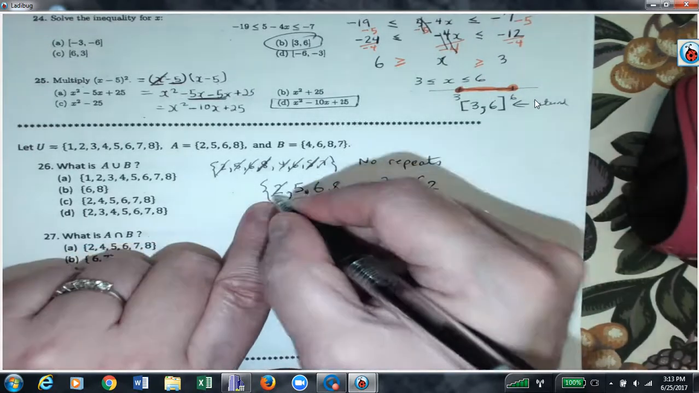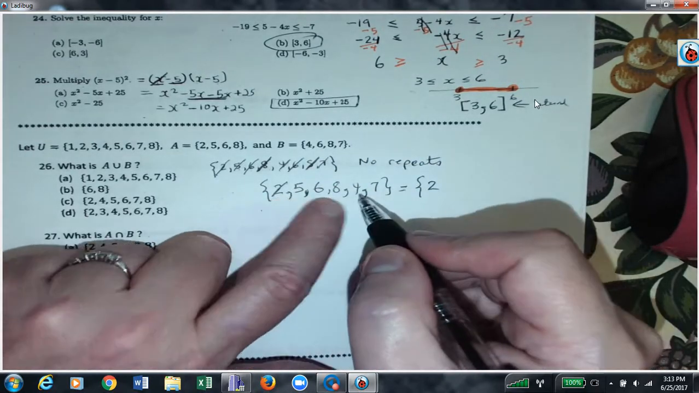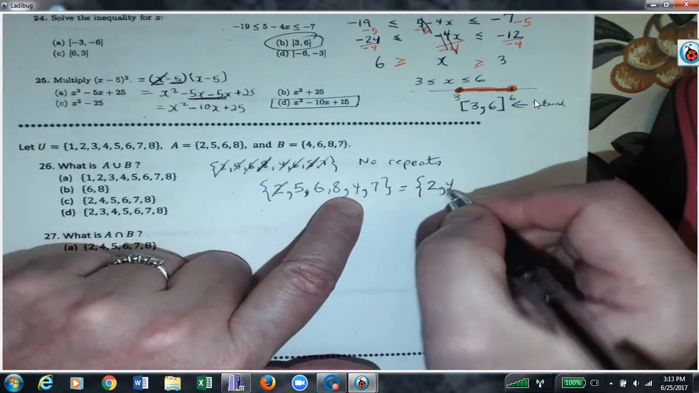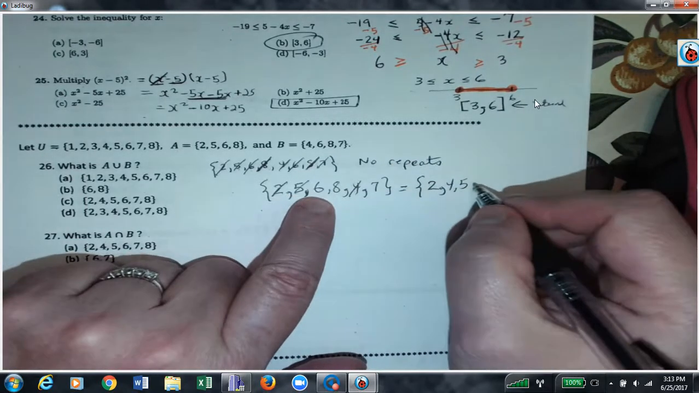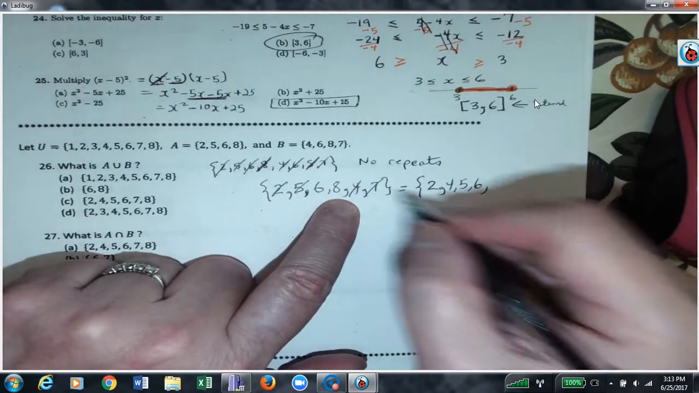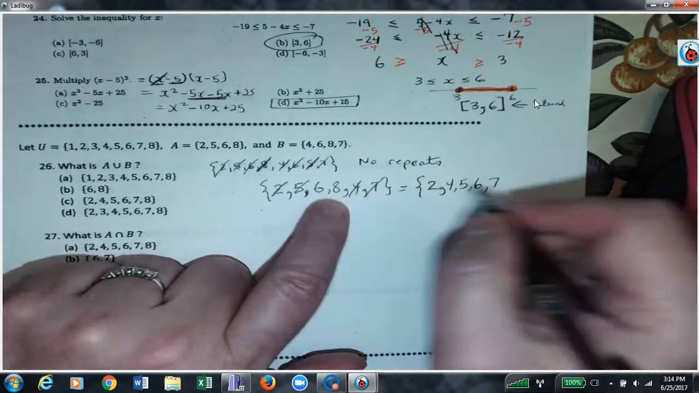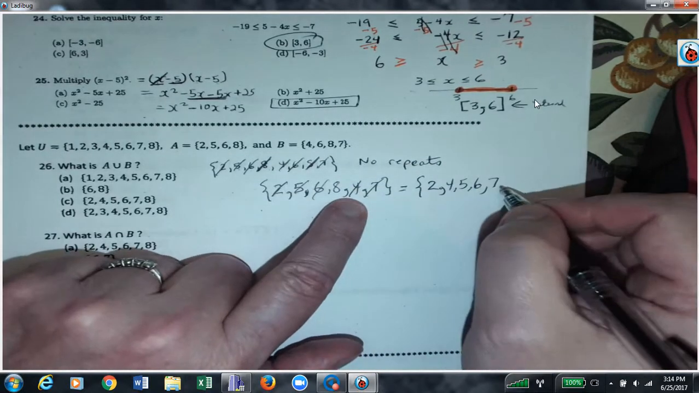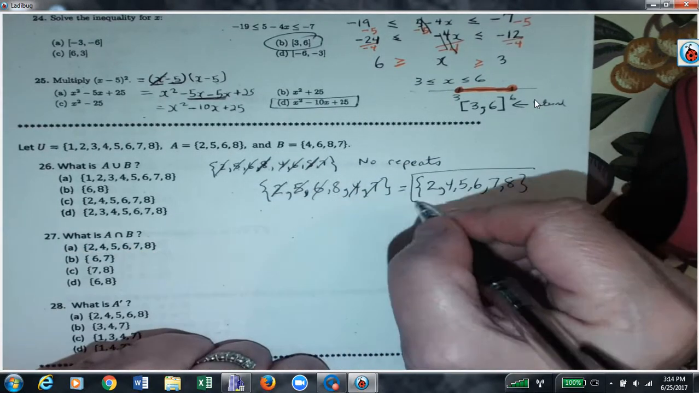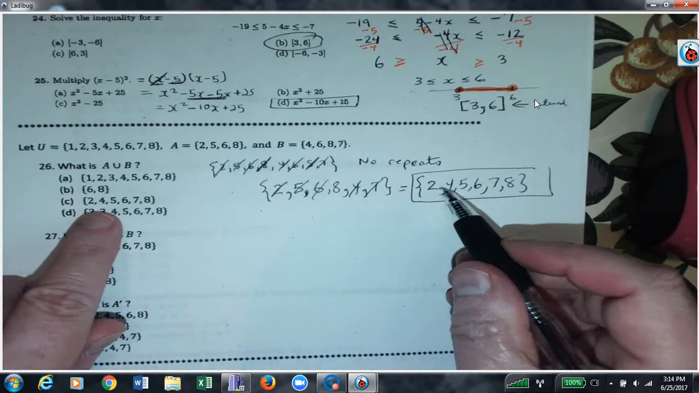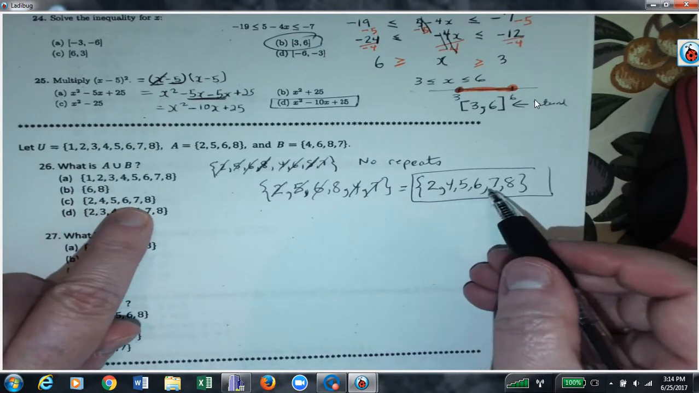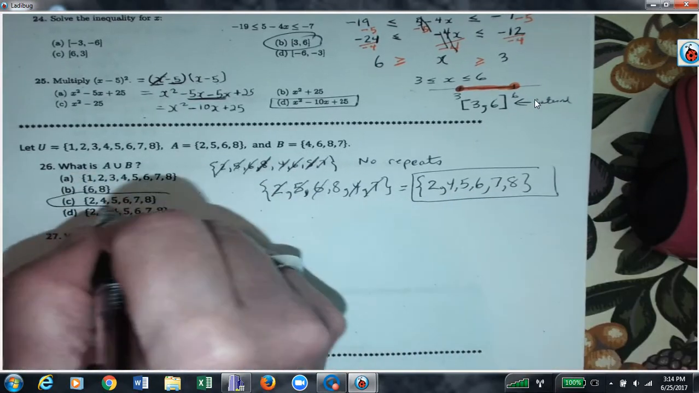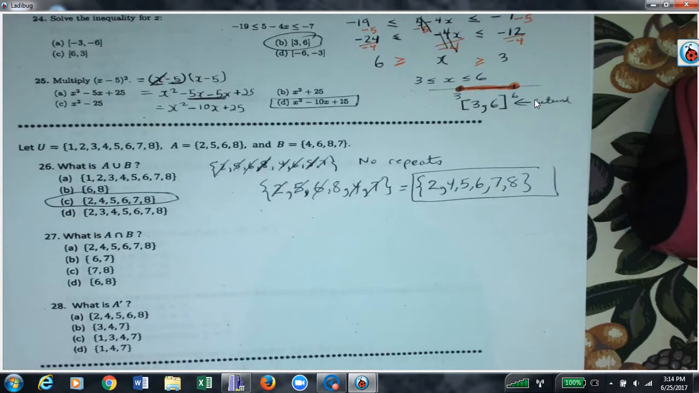So there's the 2. Is there a 3? Nope. Is there a 4? Yep. Is there a 5? Yep. Is there a 6? Yep. Is there a 7? Yep. And is there an 8? Okay, so this is what I'm looking for. 2, 4, 5, 6, 7, 8. So the answer to number 26 is C.